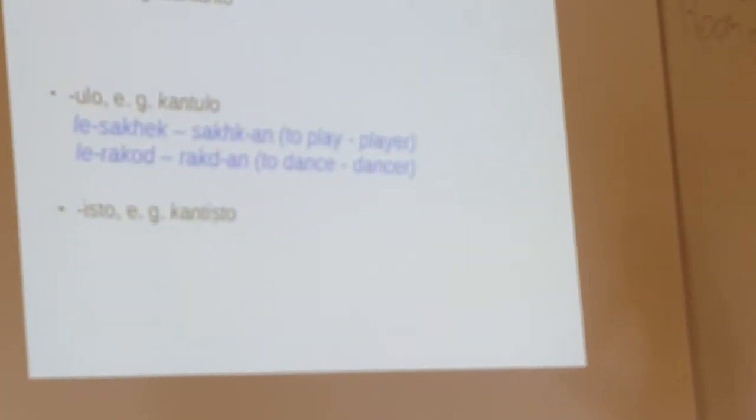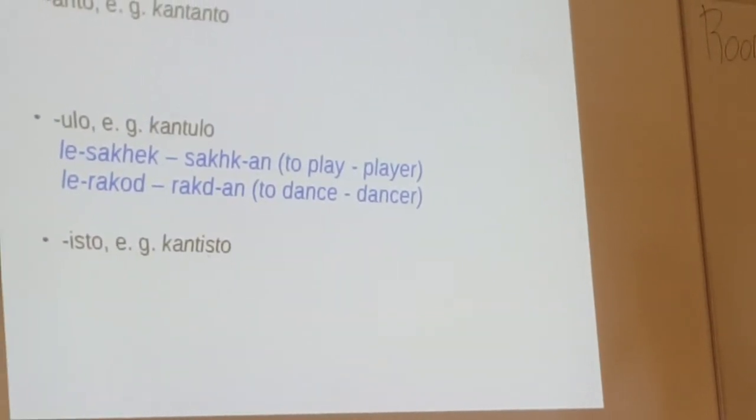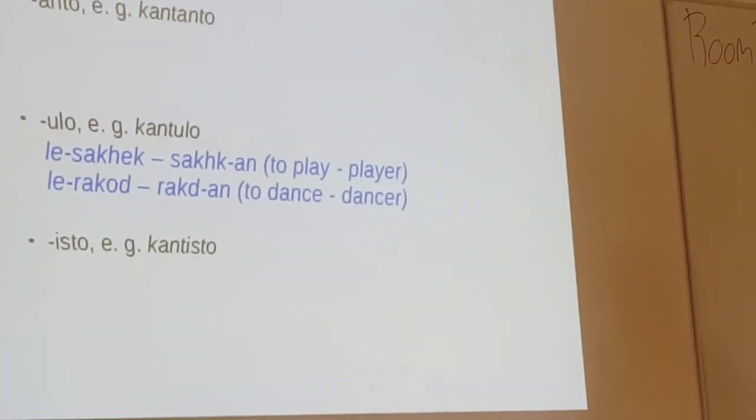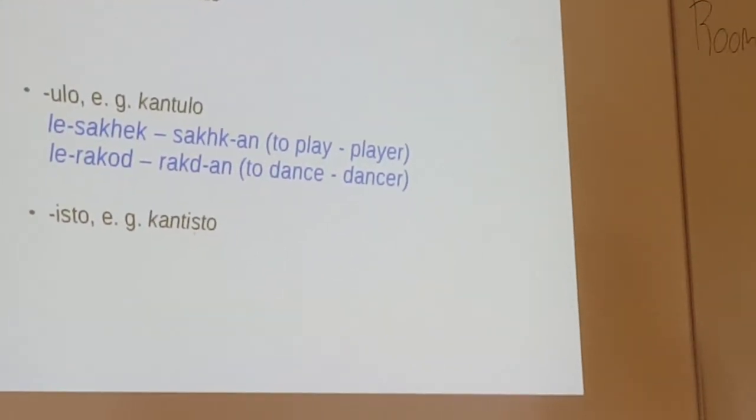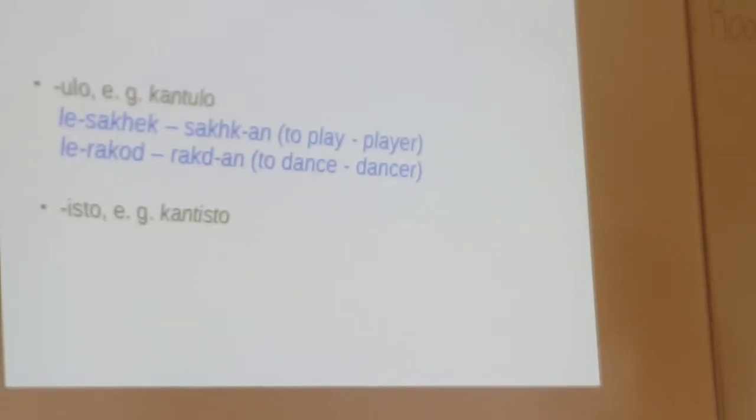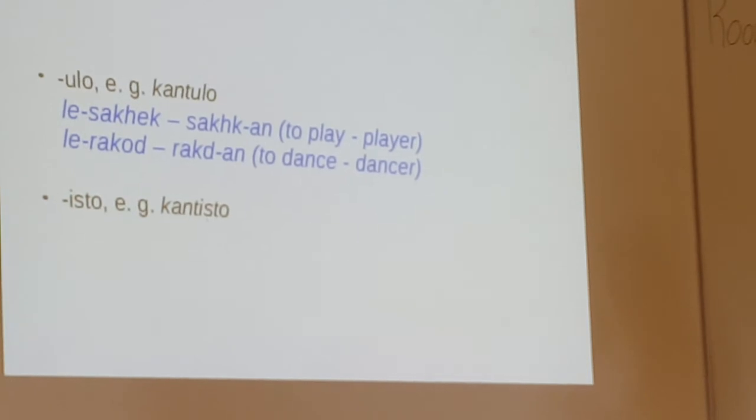Then for the suffix for someone who regularly does something, you have Lesachek, Sachkan, Lerakod, Ragdan. It's a bit more complicated in Hebrew, it always will be because of the root system, where the vowels sometimes get swapped out or sometimes disappear. But essentially the same idea, you add the an at the end to go from play to player and dance to dancer.